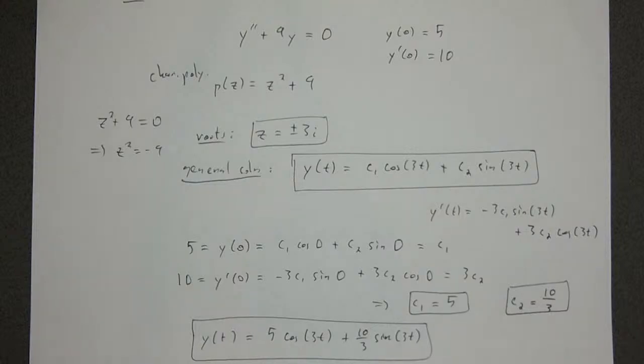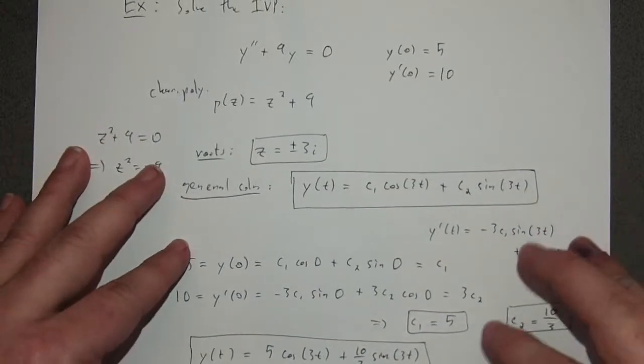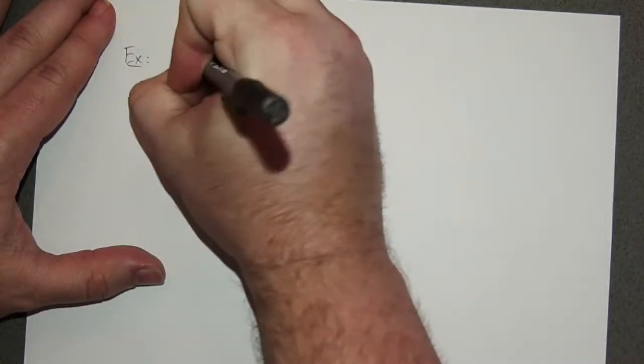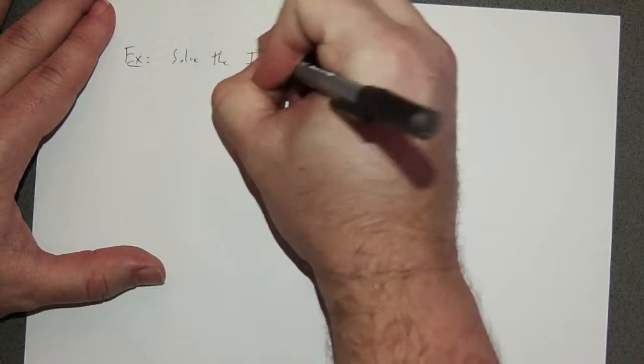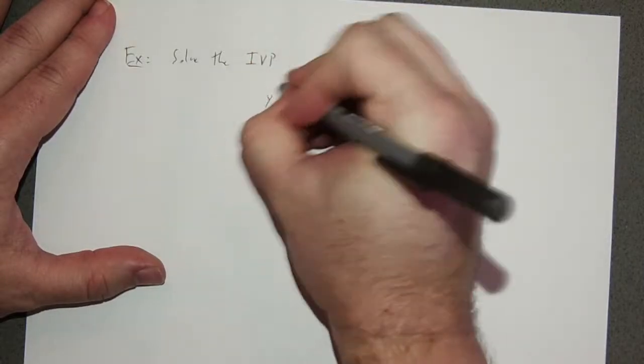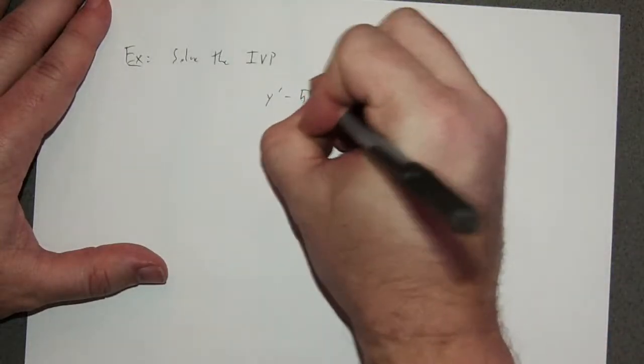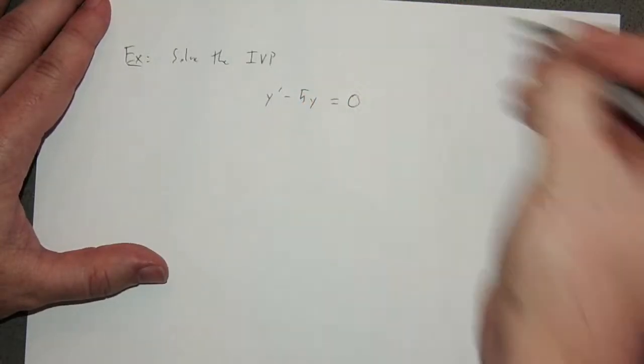Now, it's not true that it's actually simpler than a first order equation. And to show you why, let's try to apply this to a first order differential equation. So solve the IVP y prime minus 5y is equal to 0.